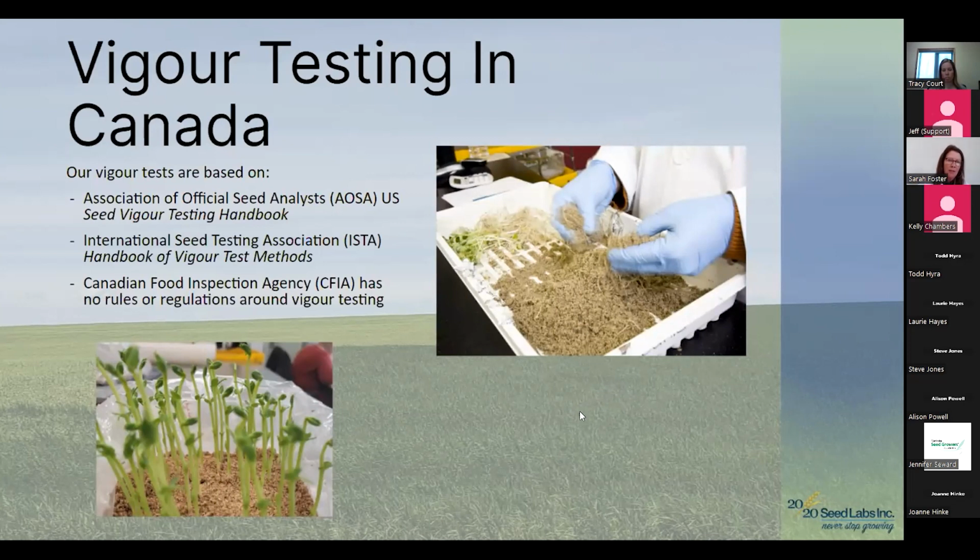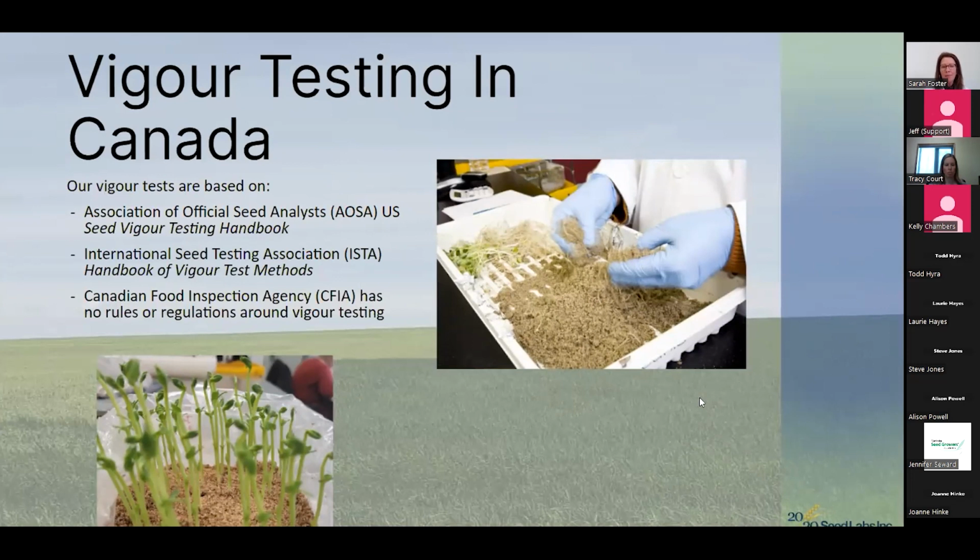So vigour testing in Canada is based on the use of the Association of Official Seed Analysts Handbook and the International Seed Testing Association's Handbook for vigour test methods. Although the Canadian Food Inspection Agency doesn't have a standard for rules and regulations around vigour testing, we are at liberty to use the International Seed Testing Association rules or the AOSA. That has always been available to us.